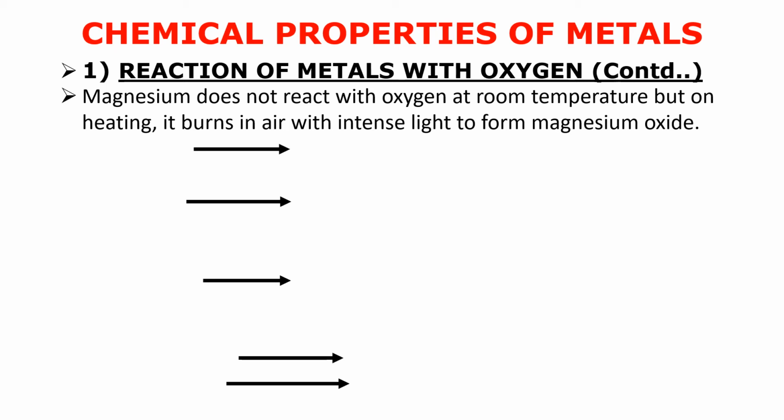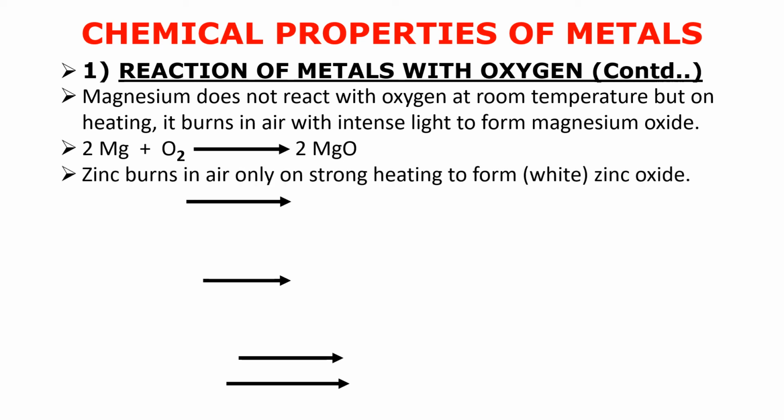This reaction you have learned in your lower class also. When a magnesium ribbon is burnt in air, it burns with a bright white light to form a white powder of magnesium oxide. But you have to heat it. It is not like sodium and potassium. Sodium and potassium, we don't have to heat; automatically they react with oxygen in the air without heating and form the oxide. So this is the reaction: magnesium reacts with oxygen to form magnesium oxide.